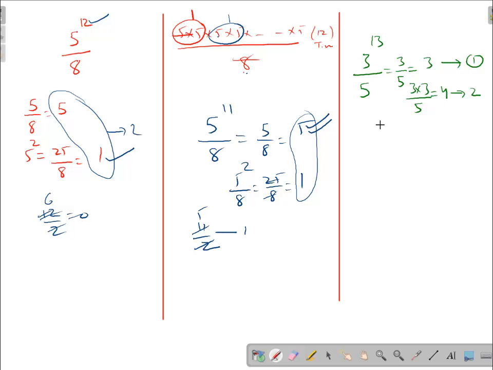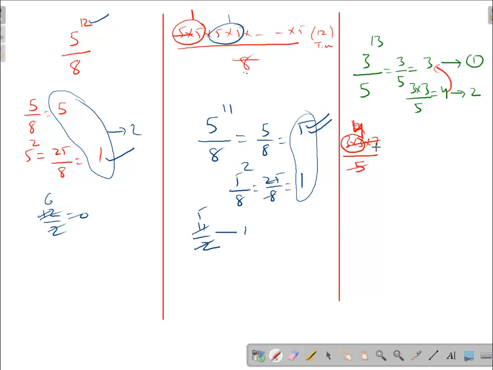You will multiply 3 into 3 into 3, or can we say 4 into 3? Either you can do 3 into 3 into 3, 27 by 5. The remainder will be like which we have already done in the initial remainder theorem. 27 by 5, remainder will be 2. Again, why 2? Because 3 into 3 is 9. 9 divided by 5, remainder will be 4.